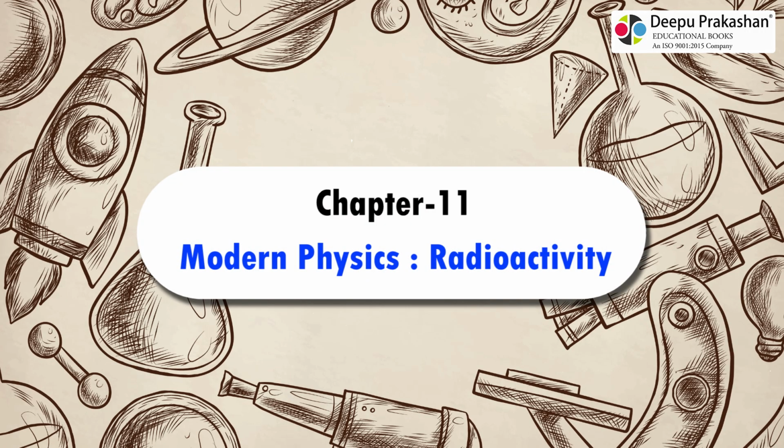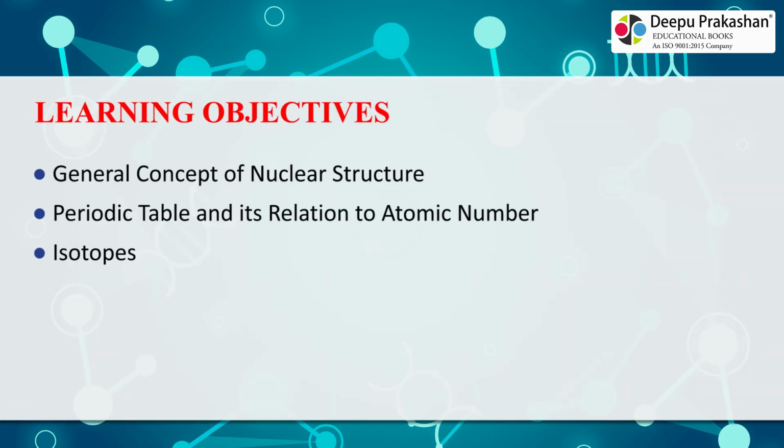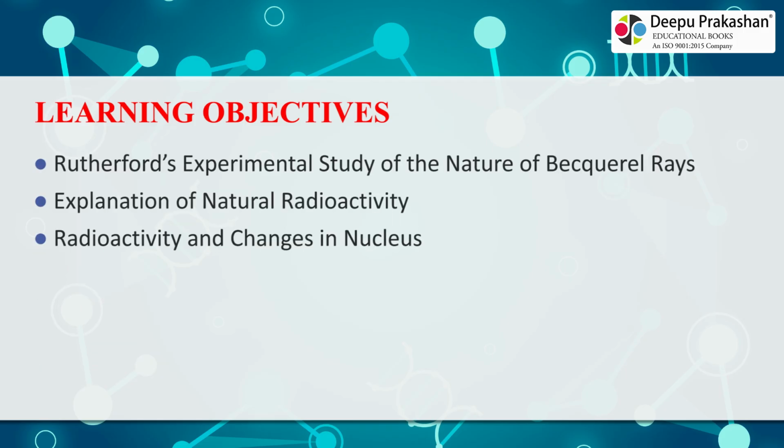Chapter 11. Modern Physics, Radioactivity. Learning Objectives. General concept of nuclear structure. Periodic table and its relation to atomic number. Isotopes. Isobars. Isotones. Radioactivity. Rutherford's experimental study of the nature of Becquerel rays. Explanation of natural radioactivity.